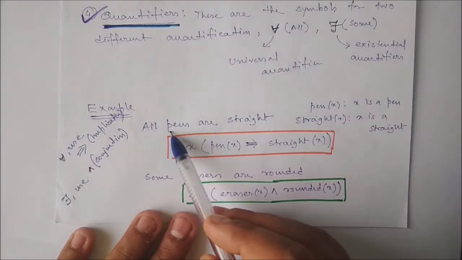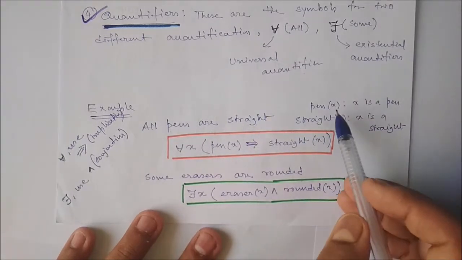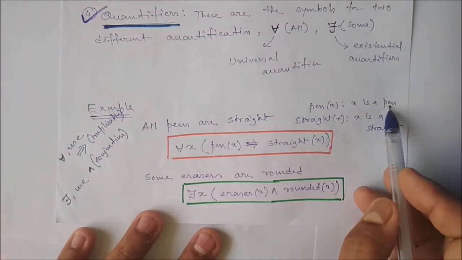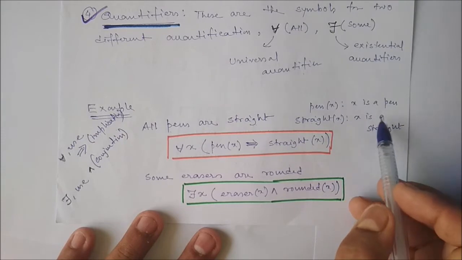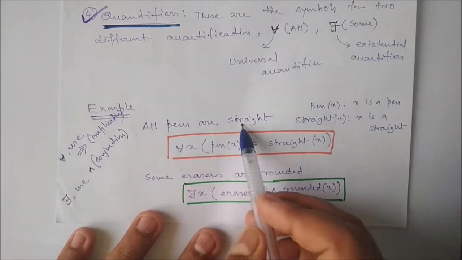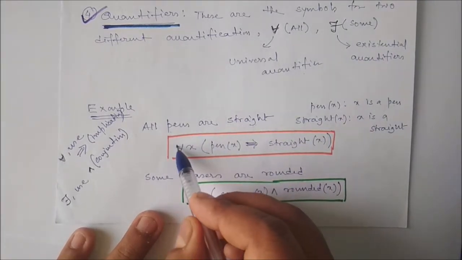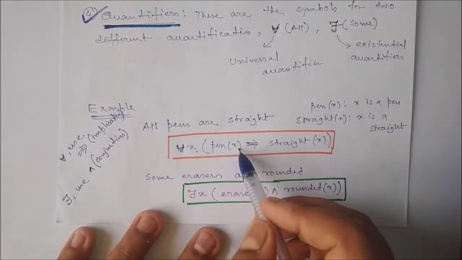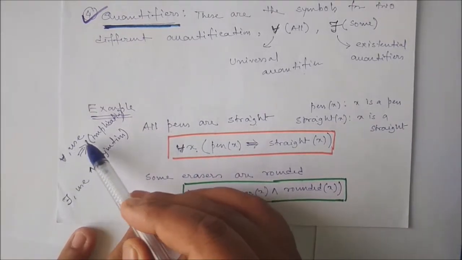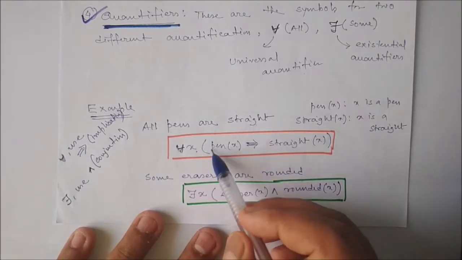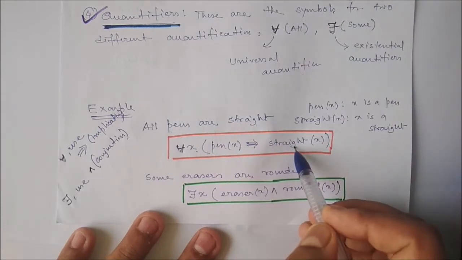For example, all pens are straight. So pen X, so X is a pen, and straight X, X is straight. So all pens are straight, all pens. That's why it is for all X. And definitely, if you use for all, you have to apply the implication. So if it is a pen, it should be straight.